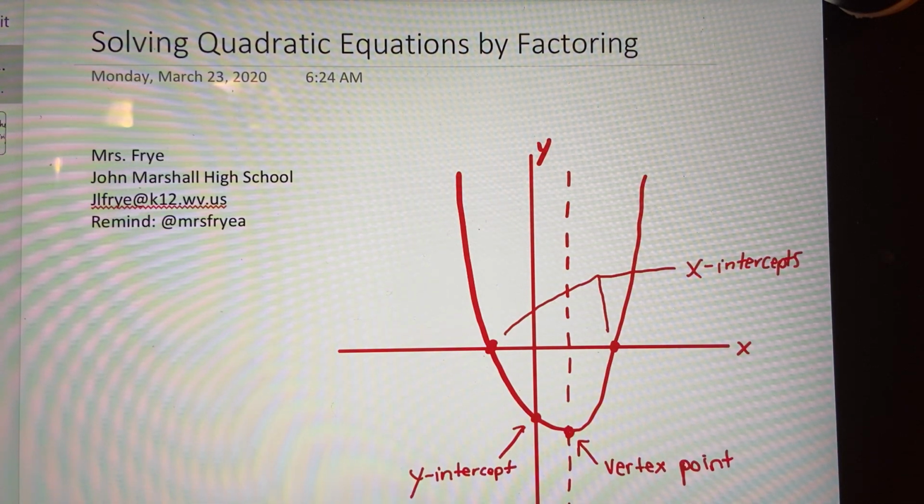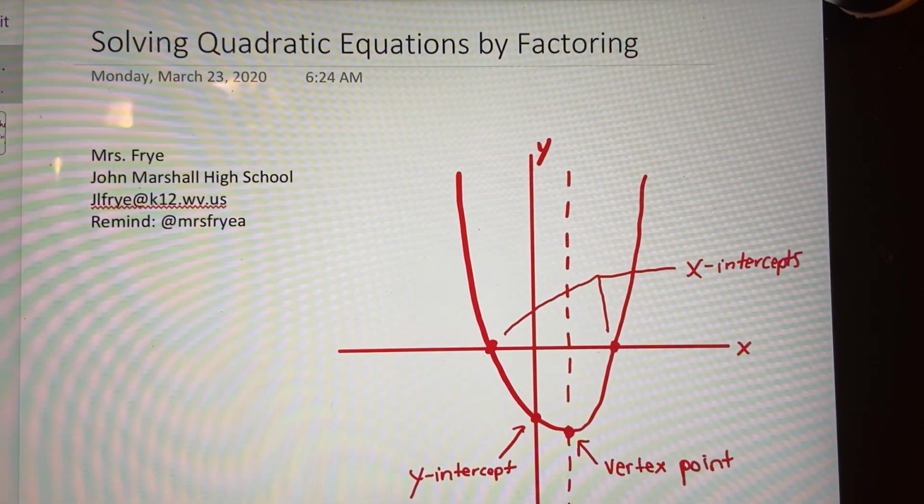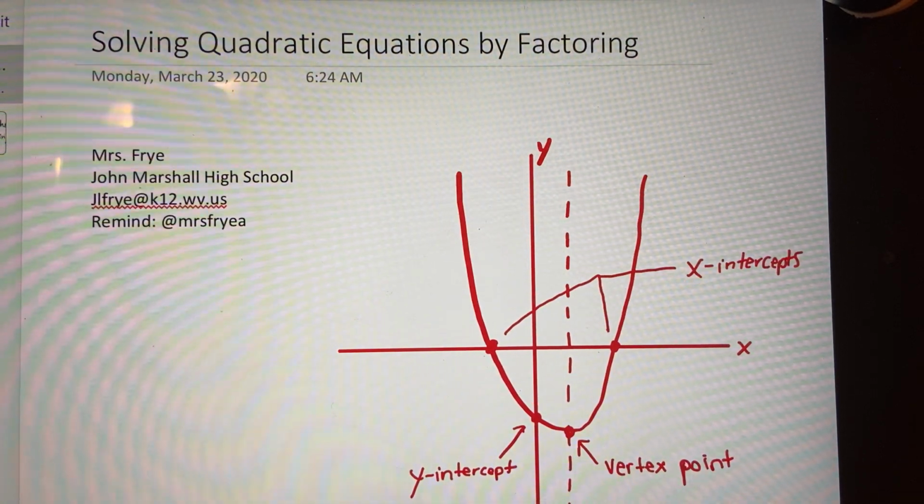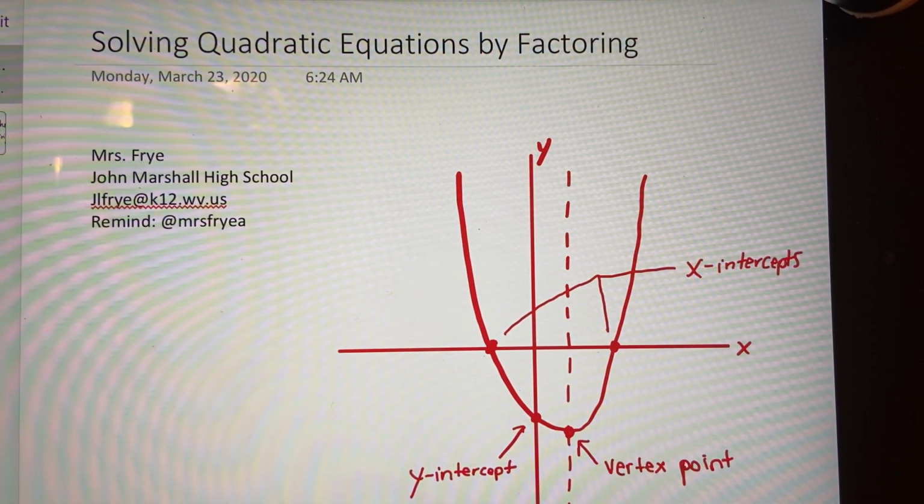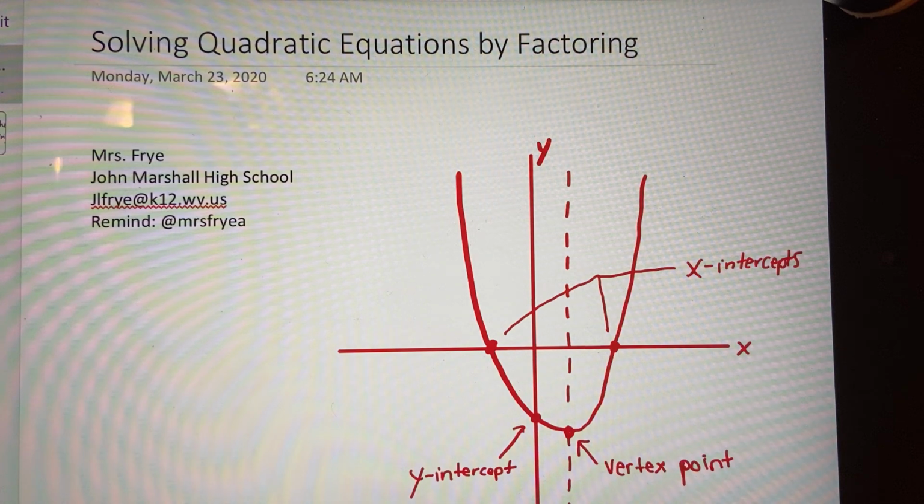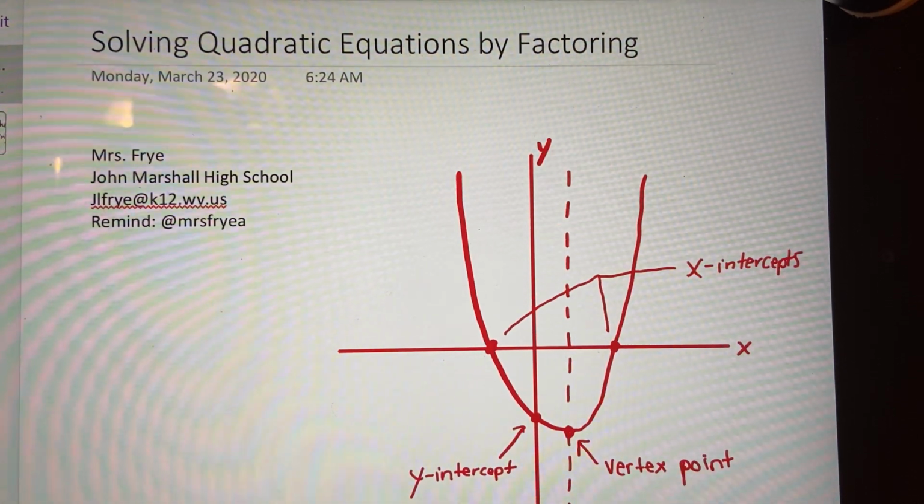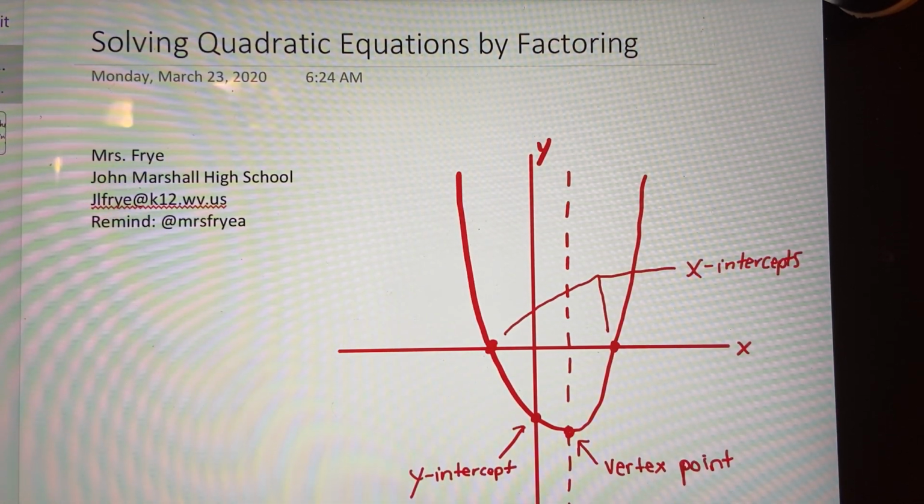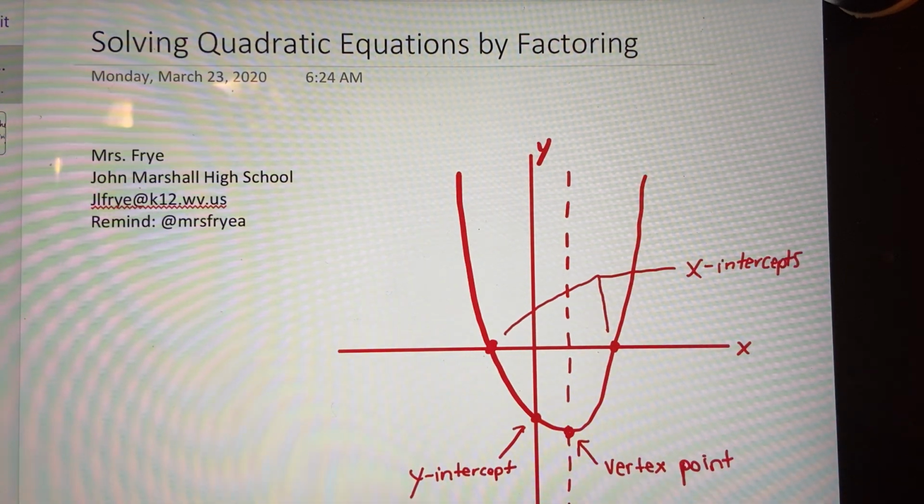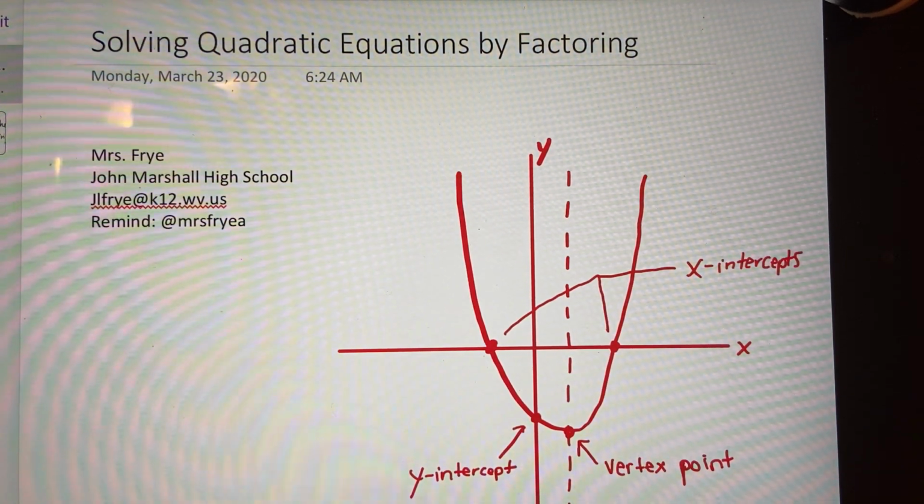Before we left school, we were learning about how to graph quadratic equations. And as you can see here, I have a graph of a quadratic equation. The quadratic equation forms a very specific shape called a parabola. The parabola is this U shape that you see here.